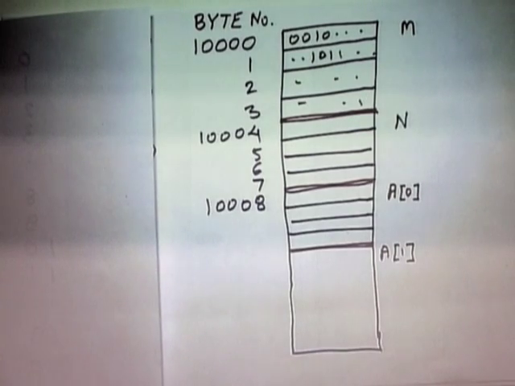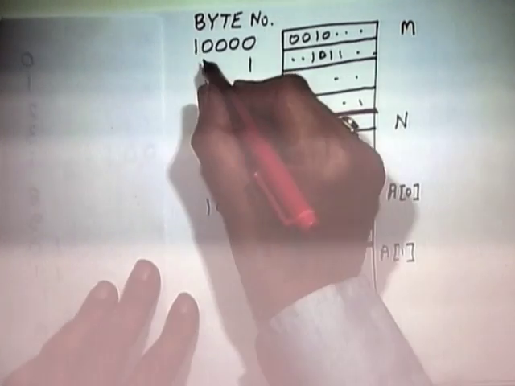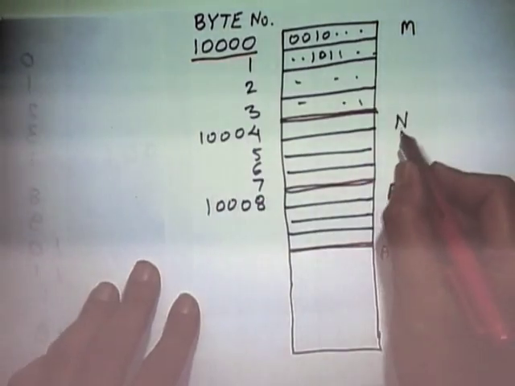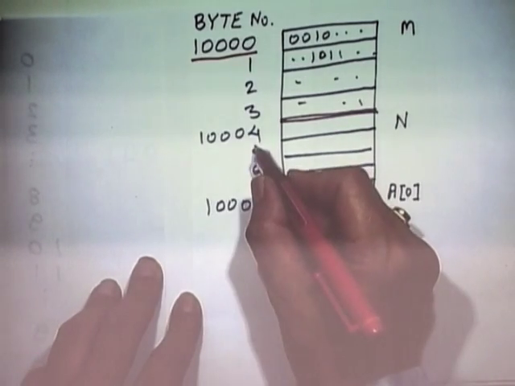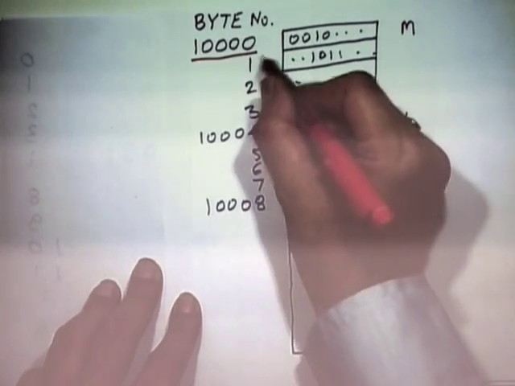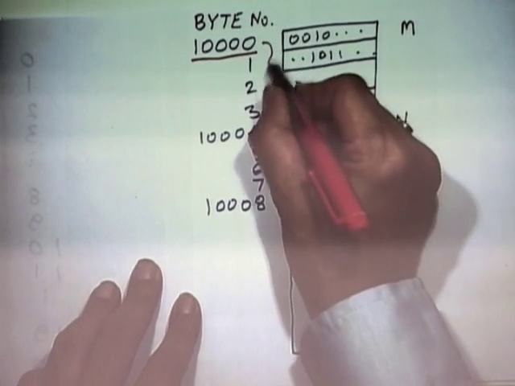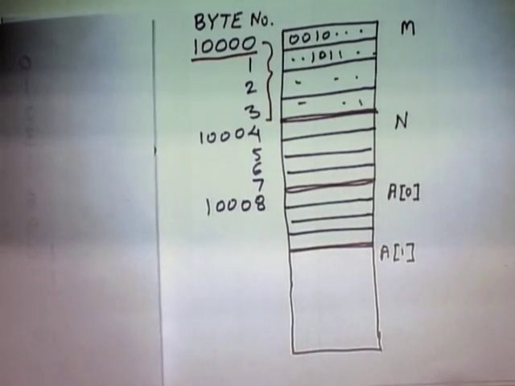So consequently, the address of M is 10,000. But address of N is not 10,001, but 10,004. What does this displacement depend upon? This depends upon the size of the variable. So if the variable is integer or double or float, the size could vary. As I said, the size could depend upon the compiler. Integer, for example, could be implemented in 2 bytes or 4 bytes.